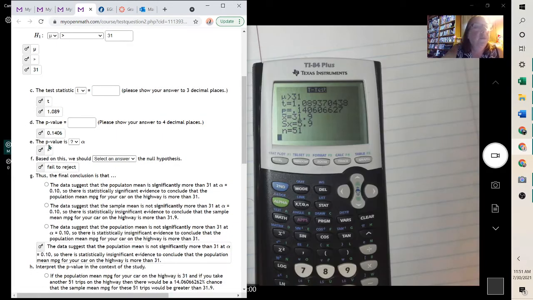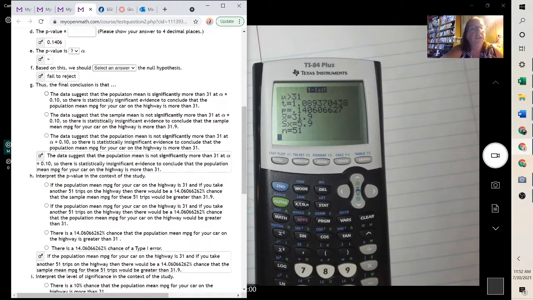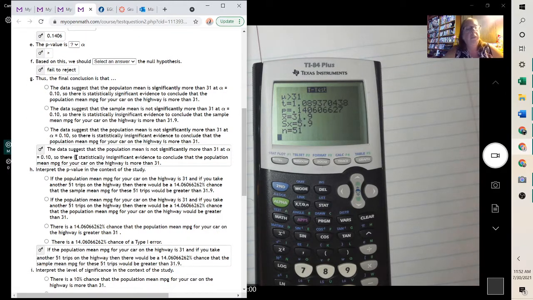So 0.14 is greater than 0.1. So it tests greater. When it's greater, you fail to reject. So less than, you would reject. Greater, fail to reject. That means there's not significantly enough information to show greater than. So it would be this one.